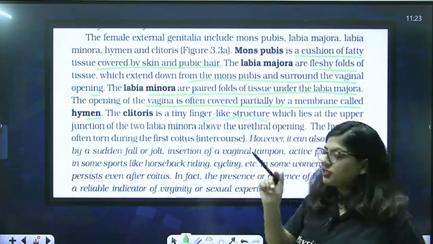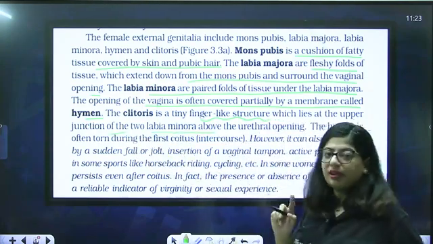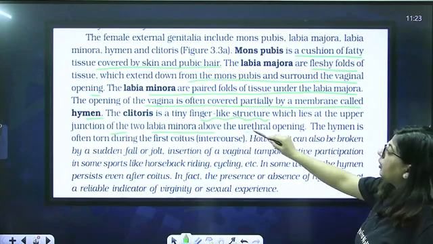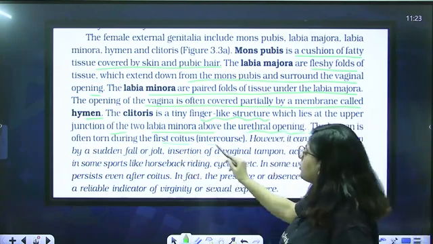Clitoris is a tiny finger-like structure. So it is a small finger-like structure which lies at which junction? Upper junction of which lip? Minora. Above which opening? Urethral opening. The hymen is often torn during the first coitus or intercourse.